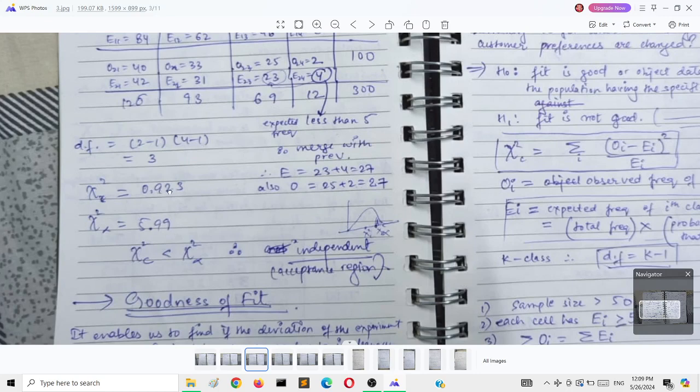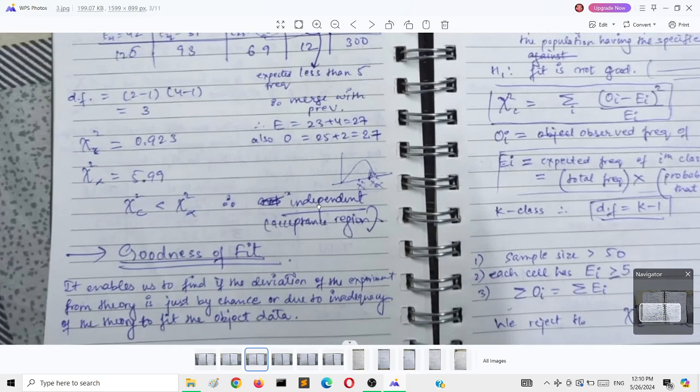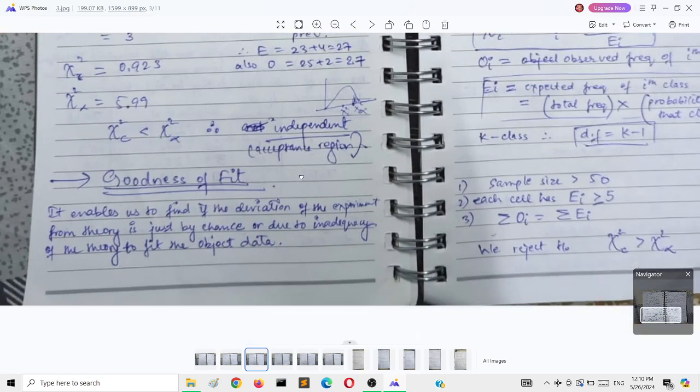than 0.923. And we know that if chi-c square is lesser than chi-alpha square, then H naught will be accepted, and these two attributes are independent. This is the acceptance region. If it's coming out to be greater than chi-alpha square, then it's the rejection region, and both the attributes are not independent, right?